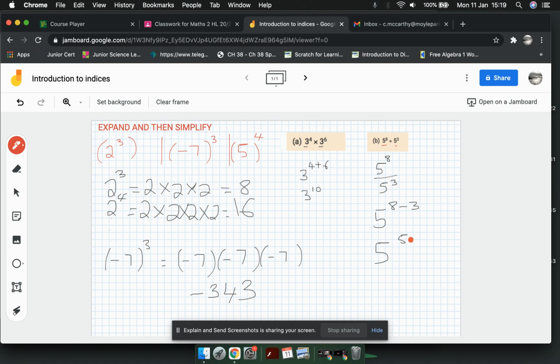So that is how you work out your indices following those 2 rules. Multiplication, I add the indices together. Division, I subtract the indices from each other. And follow this format for this, please.